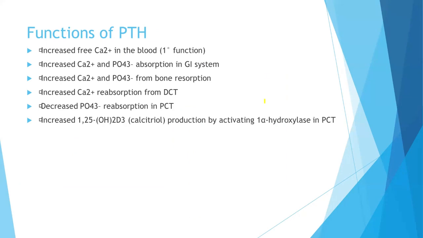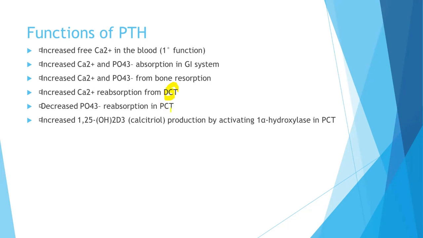What are the functions of PTH? So increased free calcium in the blood, that is the primary function. Increased calcium and phosphate absorption in the GI system. Increased calcium and phosphate from the bone resorption. After that, there is increased calcium reabsorption from the DCT. You need to also remember the sites from where it is getting reabsorbed.